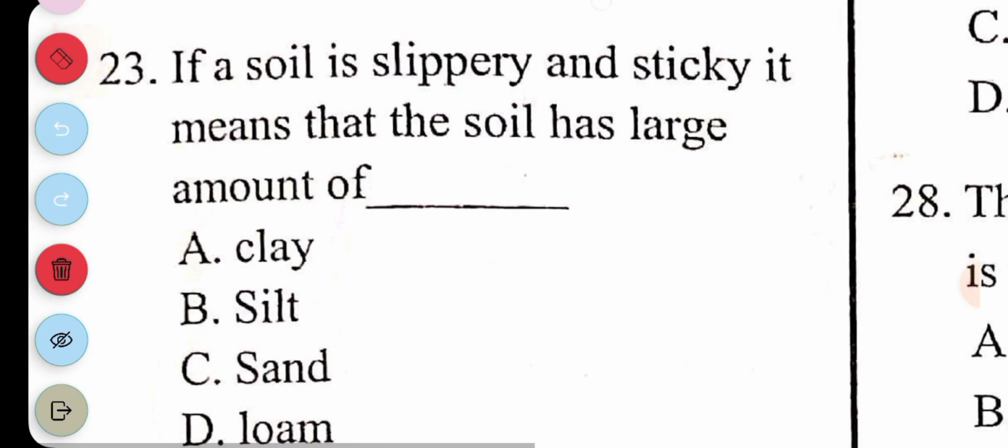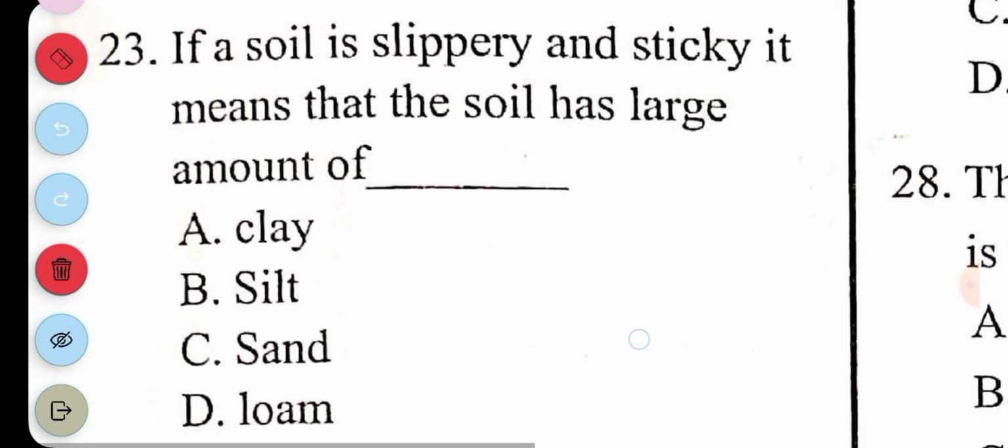Question 23. If a soil is slippery and sticky, it means that the soil has large amounts of A. Clay, B. Silt, C. Sand, D. Loam. And the correct answer to this is A, clay.